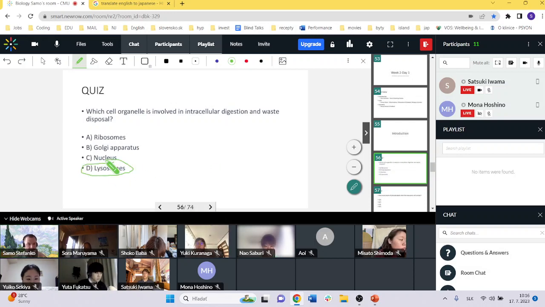Absolutely correct. So, Sora, please, can you maybe remind us of the lysosomes as an organelle? Lysosomes are like garbage in the cells. Yes, that's absolutely correct.